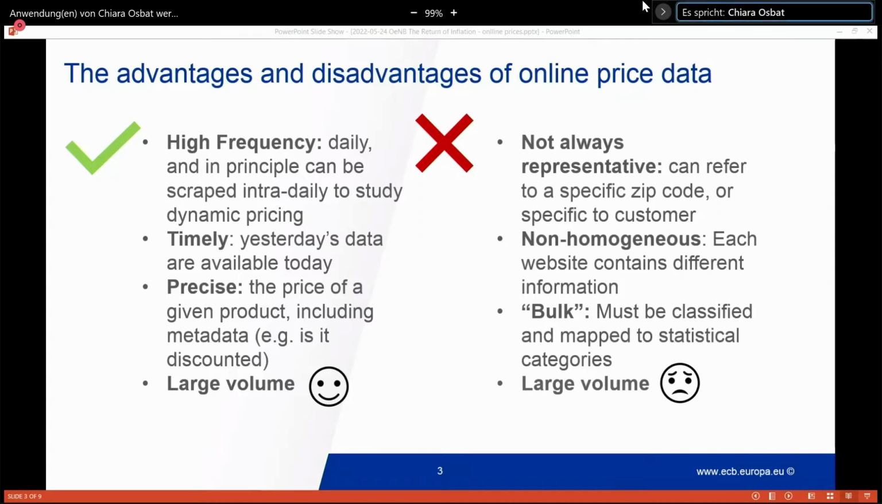And then you have metadata like, was it on discount? You don't have to rely on special sales filters, for example. And they are a very large volume, so you have a lot of data.